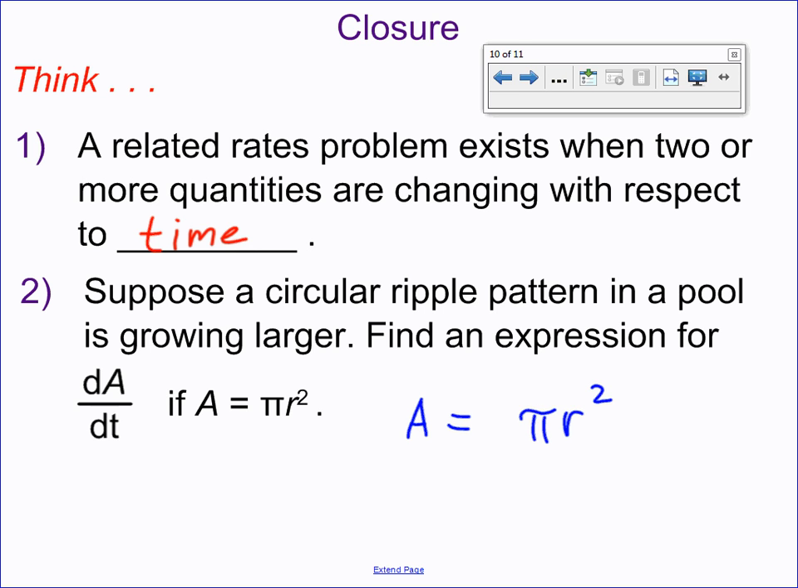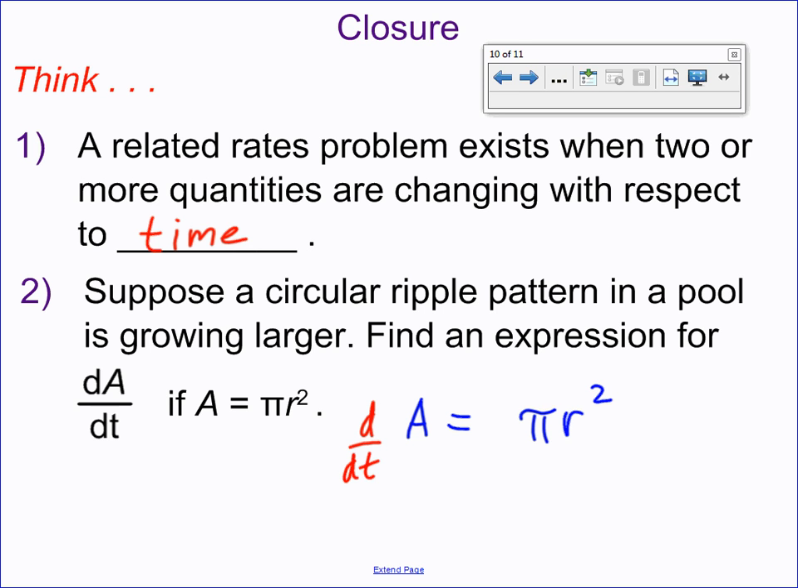So we'll start with our original relation, A equals pi r squared, and we will differentiate both sides with respect to time, right? These quantities are changing with respect to time. As the circular ripple grows, the radius of my circle is changing with respect to time. The area enclosed by the circular ripple is changing with respect to time. Time is the independent variable, and both these quantities are changing. Let's go ahead and differentiate both sides with respect to time.